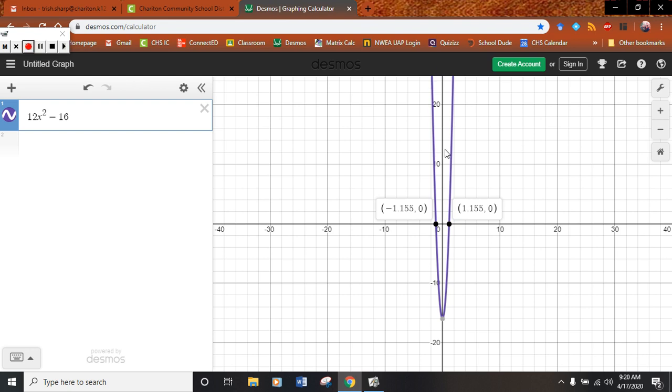So this first part of the graph is concave up because it's above the x-axis. The third part of the graph is concave up because it's above the x-axis. The second part, this middle part here, is below the x-axis, so it's going to be concave down. So there's going to be 3 intervals. So concave up from negative infinity to negative 1.15. Concave down from negative 1.15 to positive 1.15. And then it's concave up again from 1.15 up to positive infinity.